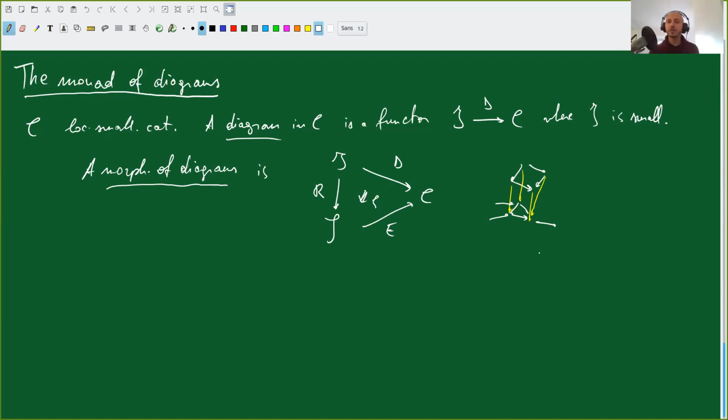You can view this as a Grothendieck construction. Like this is fibered over small categories and so on. Okay. So something like Cat over C, but lax. Okay, so Diag of C is this category, the resulting category, and it is again locally small.